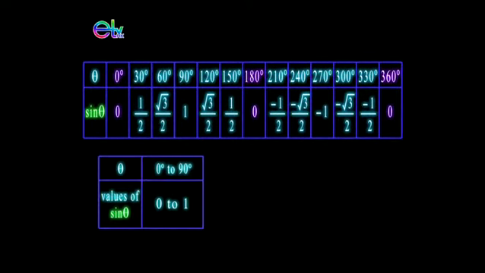When angle theta increases from 0 degrees to 90 degrees, the values of sine theta increase from 0 to 1. When angle theta increases from 90 degrees to 180 degrees, the values of sine theta decrease from 1 to 0.